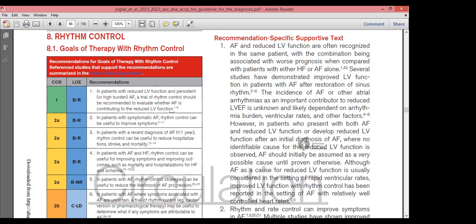Previously, in the previous AHA guideline, I think that's 2019, it was actually a class 2B recommendation. So they upgraded it to a class 1 recommendation. They advise that early rhythm control should be done in people that have reduced LV function, because the AF may just be what is causing their reduced LV function. Then class 2A: in patients with symptomatic AF, rhythm control can be useful to improve the symptoms. And also in patients with a recent diagnosis of AF, less than 1 year, rhythm control can be useful to reduce hospitalization, stroke, and mortality.